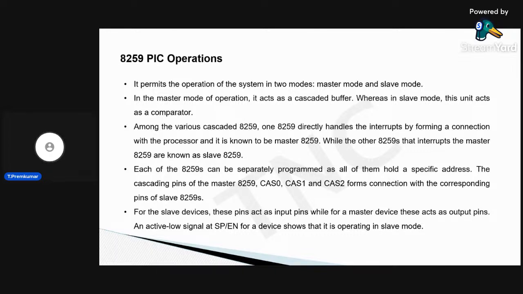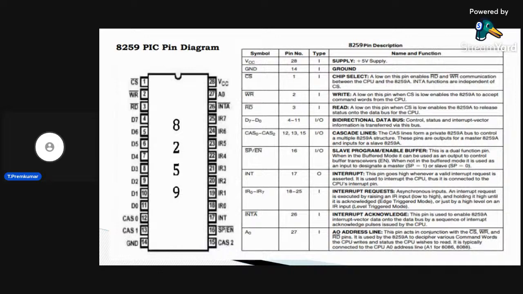The cascading pins of the master 8259, CAS0, CAS1, and CAS2, form a connection with the corresponding pins of the slave 8259s. For the slave devices, these pins act as input pins, while for the master device, these act as output pins. An active low signal of SP/EN shows that the device is operating in slave mode. So this is a diagram of the 8259 pin configuration.